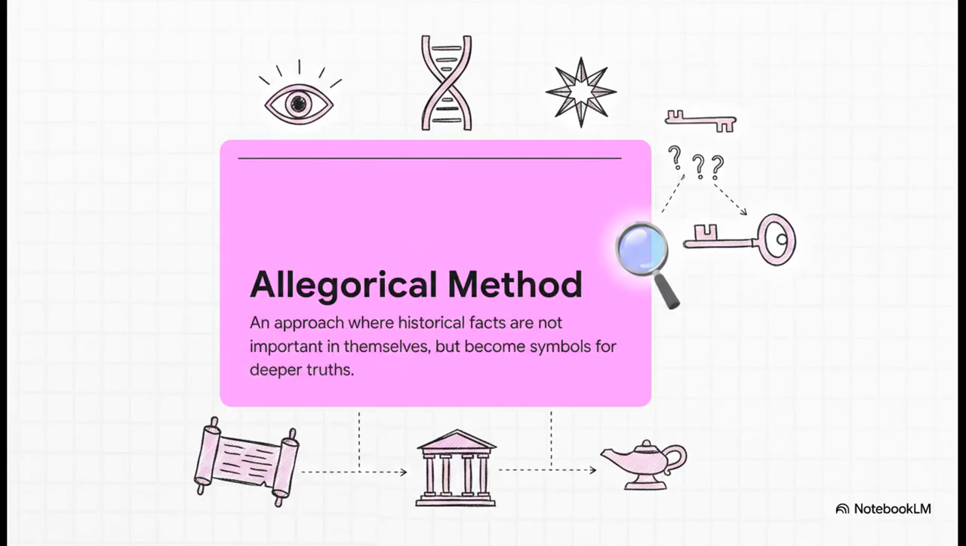So the main idea here is that the historical details, the people, the places, the objects in the story, aren't really what's important. Nope, they're just symbols for much deeper spiritual truths. Your job, as the reader, is basically to be a detective and decipher that code.